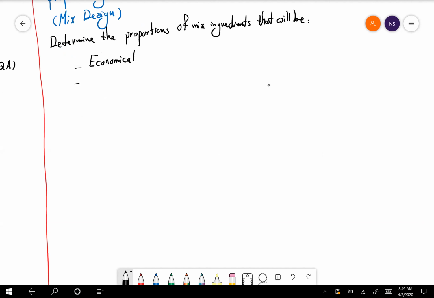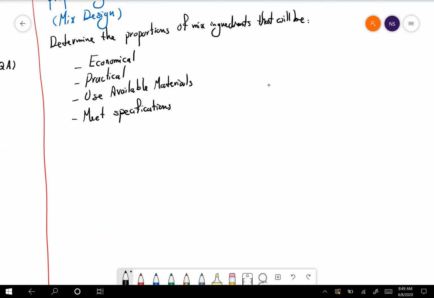You also want to be practical. It means that you cannot just say we need this type of aggregate if you don't have that type of aggregate available in the area. And so you need to use available materials. And you also need to meet specifications and standards.